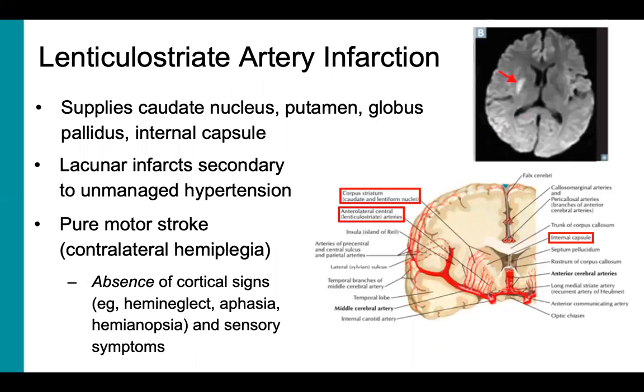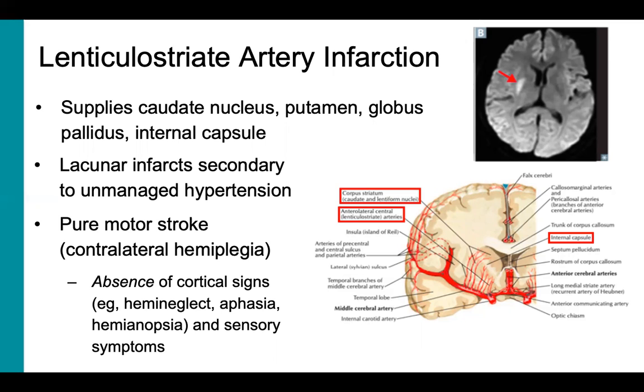The lenticulostriate arteries are branches of the M1 segment of the MCA that ascend to supply the caudate nucleus, putamen, globus pallidus, and internal capsule. The infarcts here tend to be lacunar, which is said to be due to hyaline arteriosclerosis caused by unmanaged hypertension. Some have suggested that they are more often due to an embolism of cardiac origin. Nevertheless, lacunar syndromes most commonly affect the elderly with long-standing hypertension, and they are characterized by a lack of cortical signs such as hemi-neglect, aphasia, and hemianopsias.